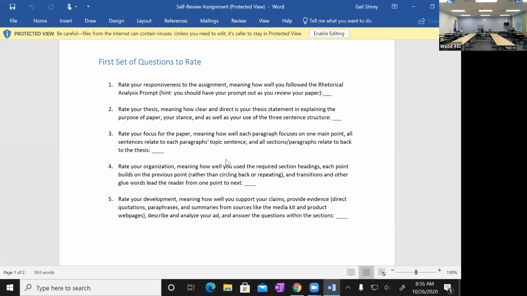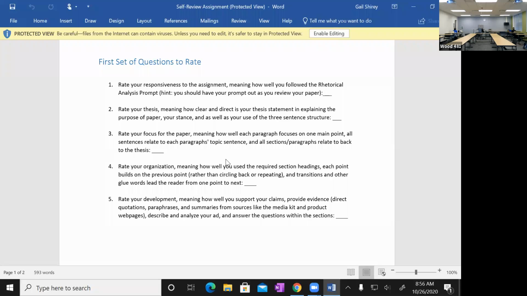Then number 3, rate your focus for the paper, meaning how well does each paragraph focus on just one point? All sentences relate to that topic sentence within each paragraph. And then, of course, all sections relate back to your thesis.